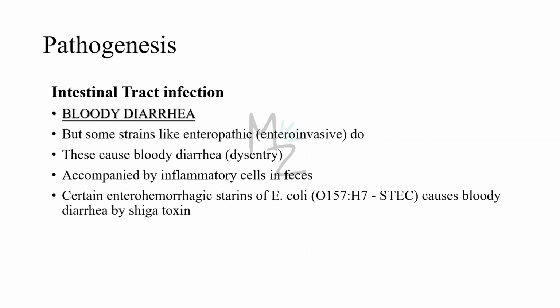That causes the bloody diarrhea, that's dysentery, and that's accompanied by inflammatory cells, the neutrophils in feces. Certain enterohemorrhagic strains of E. coli, i.e. those with O157H7 serotype, also cause bloody diarrhea by producing an exotoxin called Shiga toxin. You might be wondering, we're talking about E. coli, not Shigella. Why is it then called Shiga toxin?